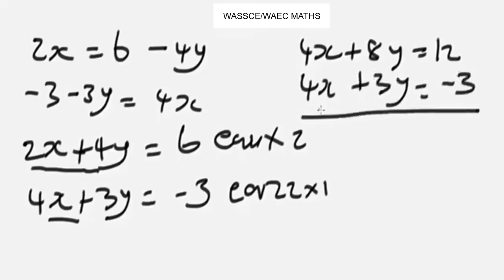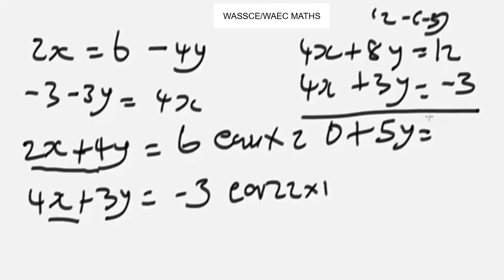Alright, so at this juncture, let's eliminate. If you look carefully, notice that we now have a variable whose term is the same. So 4x minus 4x gives us 0. So for x we have 0 here, plus 8y minus 3y gives us 5y, equals 12 minus negative 3. And minus times minus gives us plus. So it's going to be 12 plus 3, which gives us 15. Very, very important, guys. Take note of the sign convention.